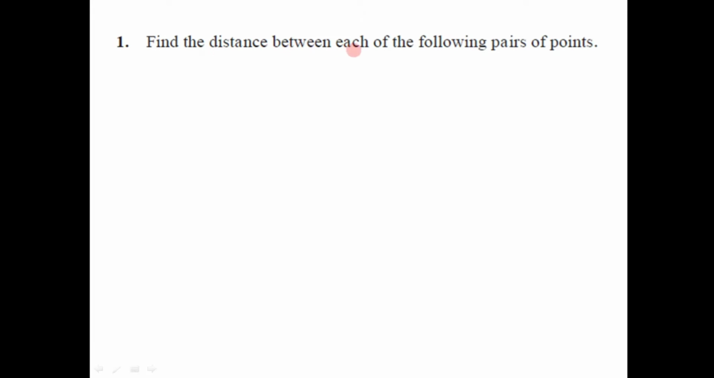Find the distance between each of the following pairs of points. So let us have the first problem. In the first problem, 2 points are given, A and B, with coordinates (2, 3) and (4, 1). That is, (2, 3) are the coordinates of point A and (4, 1) are the coordinates of point B. We have to find the distance between these 2 points in the Cartesian coordinate system.